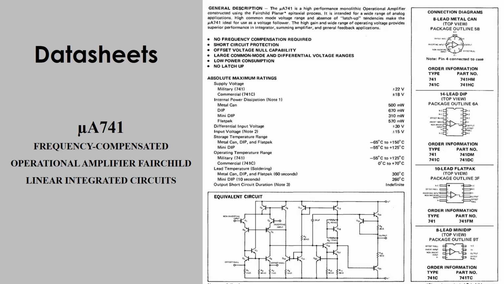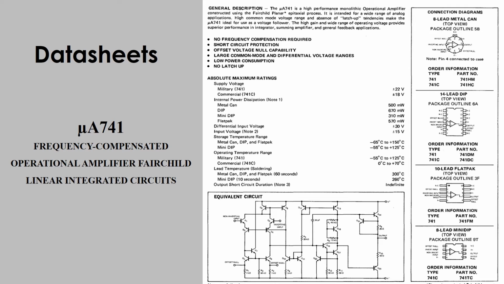You can see the differential input voltage is plus or minus 30 volts, input voltage is plus or minus 15 volts. For metal can, DIP and flat pack the storage temperature can go from minus 65 to 150 degrees centigrade, mini DIP from minus 55 to plus 125 degrees centigrade. The earlier was storage range. The operating range for military 741 is minus 55 to plus 125 degrees centigrade.